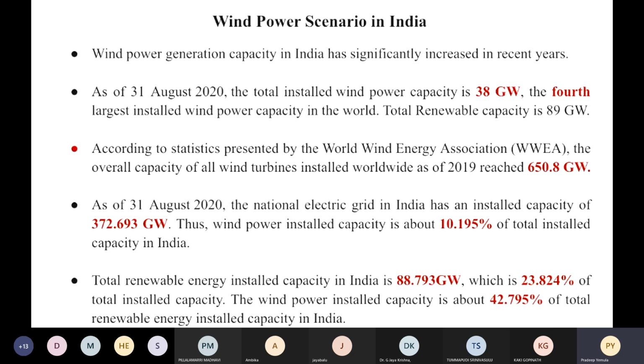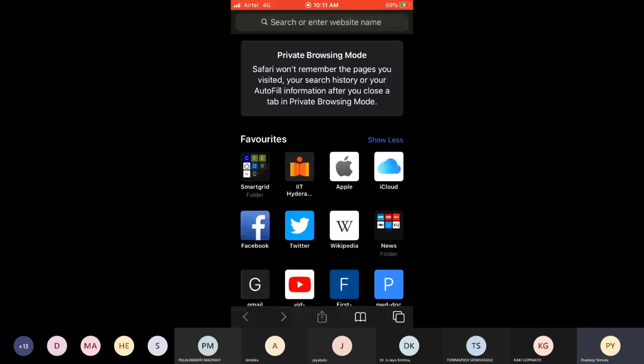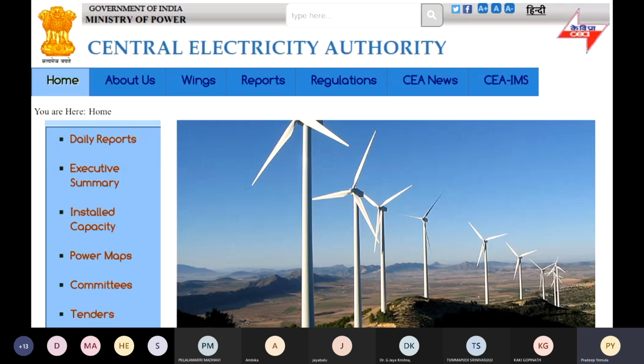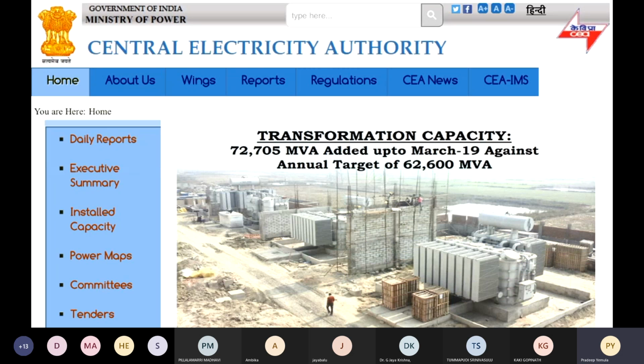If you want to know the latest information, one of the sources is the CEA website, so let me open that. If you go to cea.nic.in, this website is the Central Electricity Authority website. I hope you are able to see my screen properly. Actually, there is some problem with the power supply in our office, so I am not using my laptop but my mobile phone itself to present. In case there's any difficulty, please let me know.